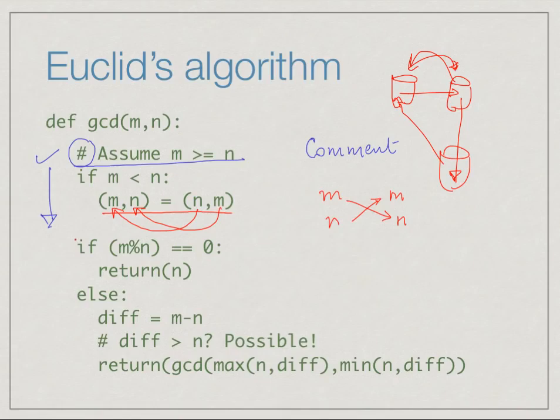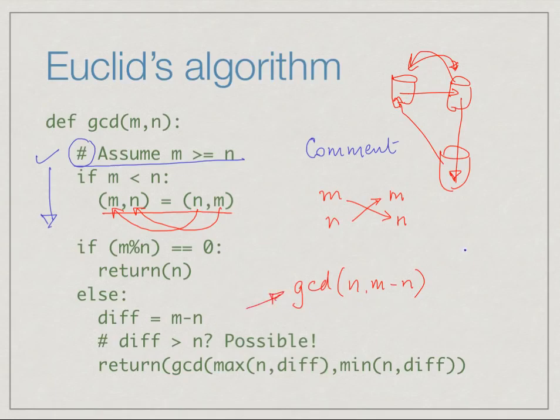Now we come to the crux of the algorithm. If n divides m, that is, the remainder of m divided by n is 0, then we have found n to be the GCD and we return n. If this is not the case, then we go back to what we discovered in the last slide, and we are now going to compute the GCD of n and the difference m minus n. So we compute the difference m minus n, and we could just invoke this.